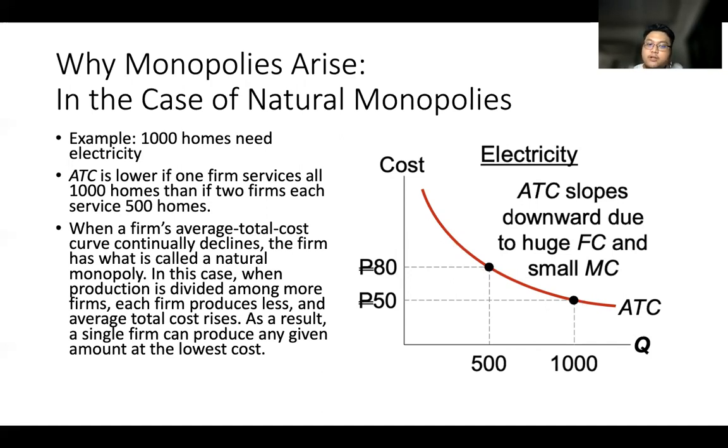In this case, when production is divided among more firms, each firm produces less in essence, and average total cost rises. As a result, a single firm can produce any given amount at the lowest cost. So this is what it would look like. For instance, if only one firm produces it, it's cheaper for that single firm to provide the output compared to two or more.